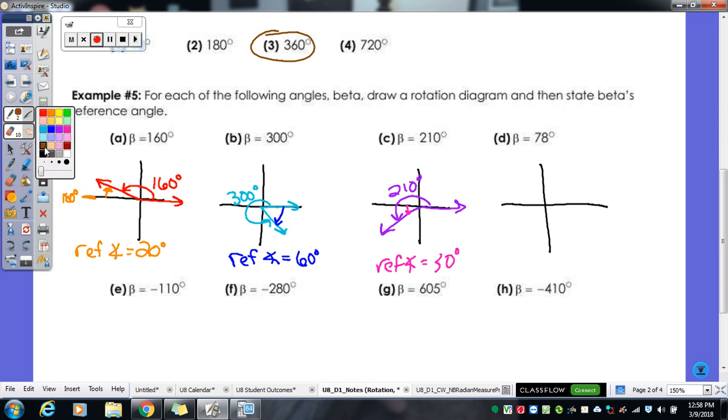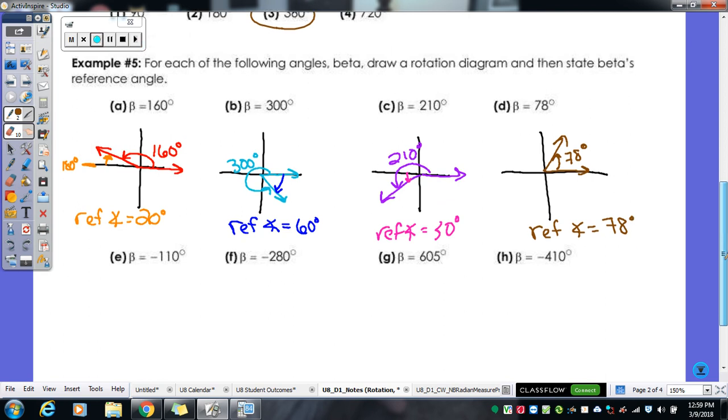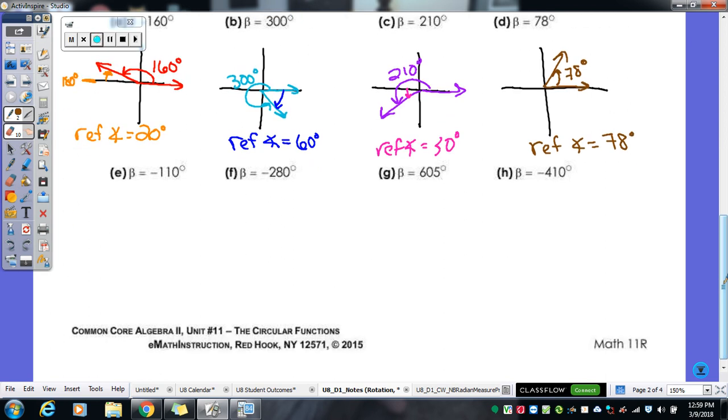So for this next one, it's 78 degrees. So our reference angle is just 78 degrees because that's already an acute angle and it's already connected to the x-axis. That's your reference angle. If it's obtuse, it's not. Okay. All right, let's try these 4 down here.